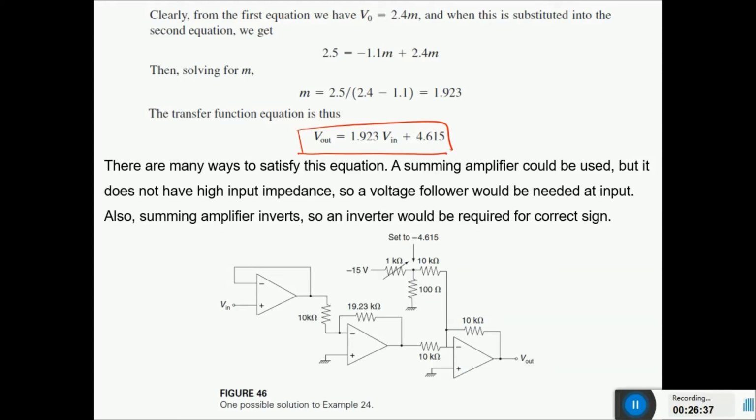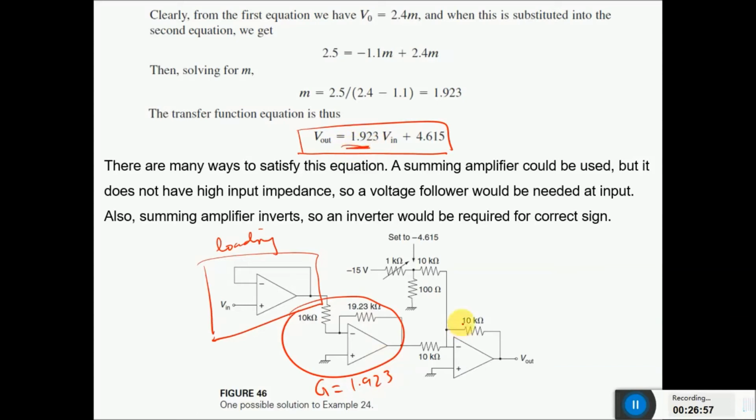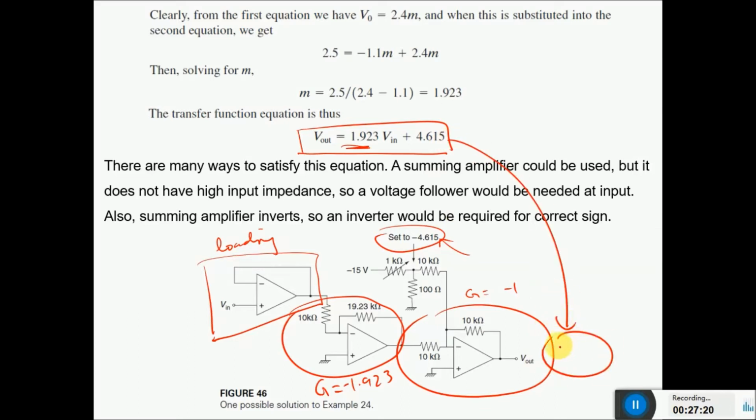So here is the circuit. First stage is for reducing the loading effect. Then this second stage is providing a gain of 1.923 as given in this equation, and then the third stage is providing an offset of 4.615 and giving a gain of negative 1. So this is a gain of negative 1.923 and again this is a gain of negative 1. So negative into negative is positive, so your V out would follow this same equation like here.